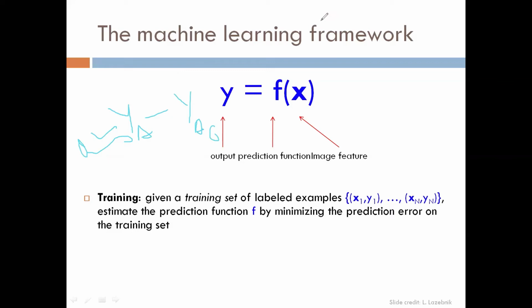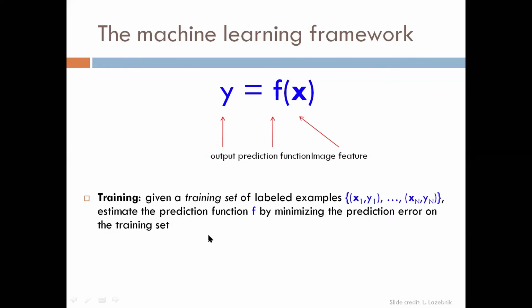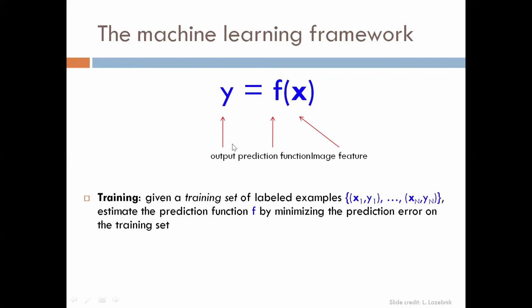Otherwise no one will purchase your model because of these problems. So, given a training set of examples (x1, y1), and so on, estimate the predictive function f to minimize the prediction error on the training sets. But it is not guaranteed that if you have very minimal training error, you will have low testing error also. Your testing error can increase also.